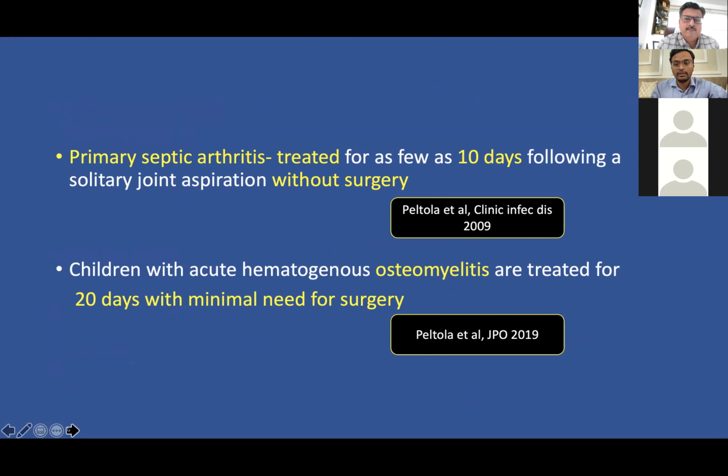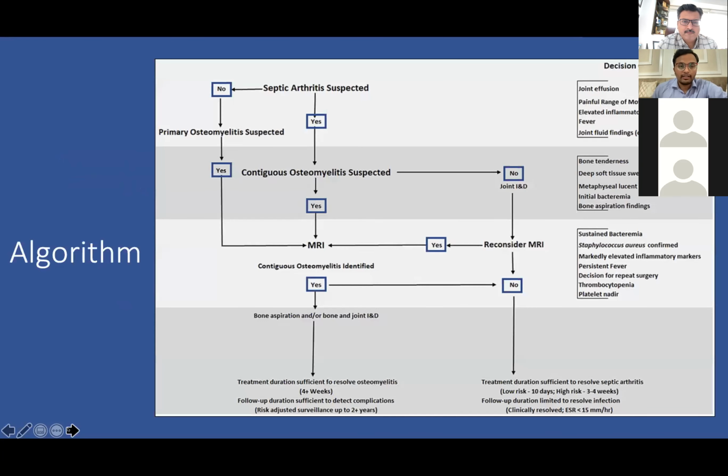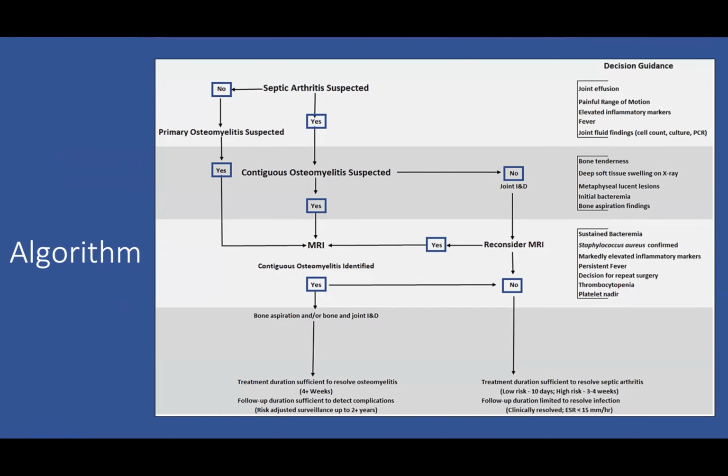So these are the two papers they quoted, on how many days we can treat the patient with primary septic arthritis and children with osteomyelitis. Children with acute hematogenous osteomyelitis are treated for 20 days with a minimal need of surgery. But in their study, they come up with this algorithm for septic arthritis and contiguous osteomyelitis, which, with the clinical findings, suggests when to go for the MRI, how long we can treat this patient with antibiotics, and what the frequent follow-up is.